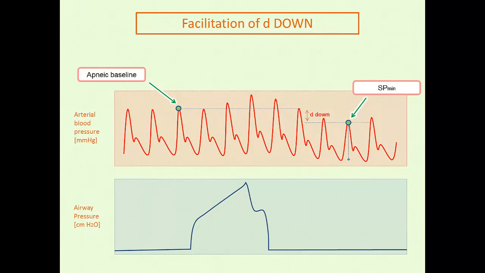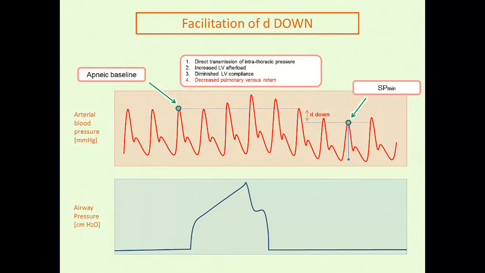This is your minimal systolic pressure that occurs a few cardiac cycles after inspiration is initiated, and this is your D down, and this is your minimal pulse pressure. So it's the same mechanisms that create D down in the first place. These can be exaggerated and could occur in certain states where patients are not volume responsive at all.